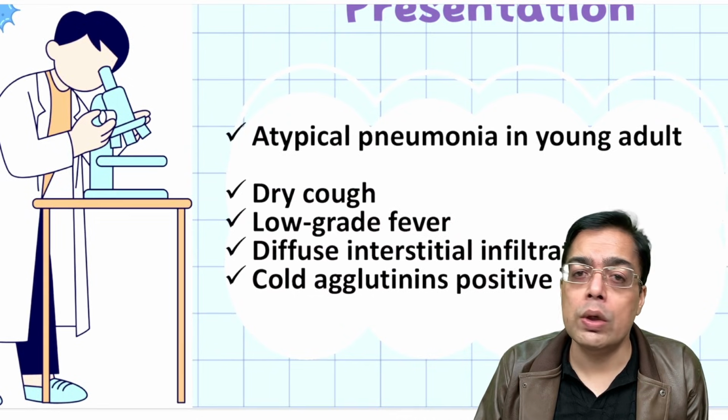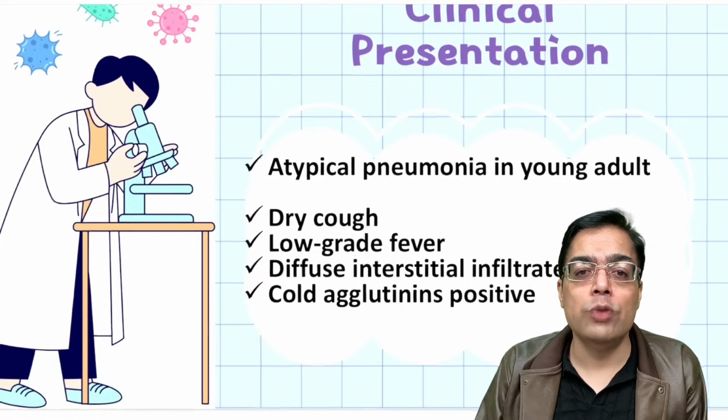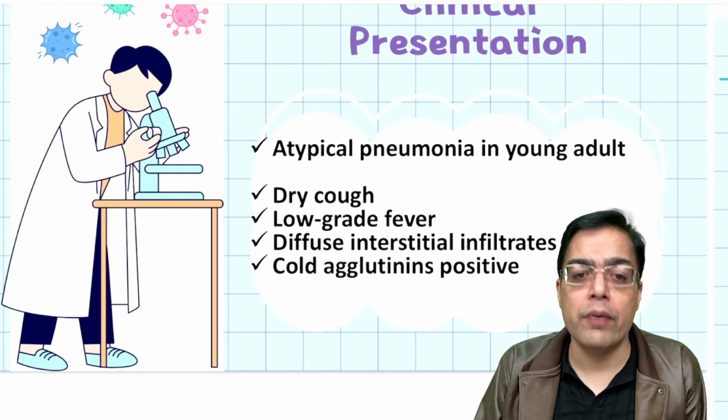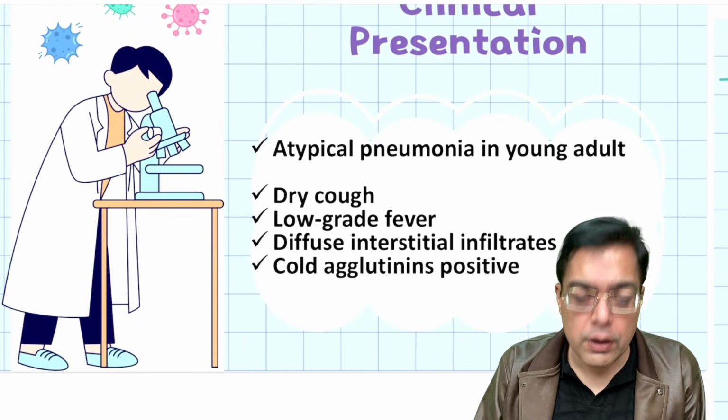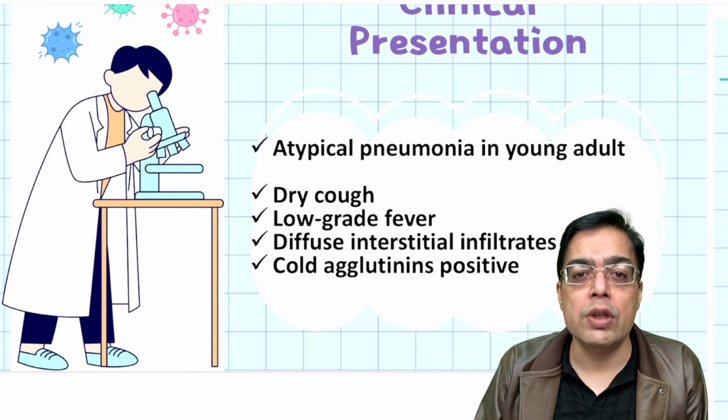Whenever we talk about the presentation of atypical pneumonia in a young adult, what's atypical pneumonia? Also called walking pneumonia. The patient actually walks into your clinic. He has a dry cough, a low-grade fever, and a diffuse interstitial infiltrate.